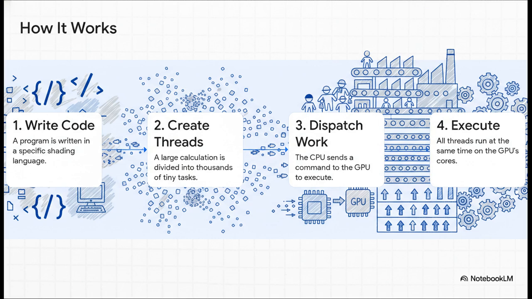So, the process basically goes like this. A developer writes the instructions for that one simple task. Then, the computer takes a massive problem, like, say, calculating the physics for 1,000,000 raindrops, and breaks it down into thousands of tiny little jobs. We call these threads. Then it just sends that mountain of work over to the GPU's factory, and all those workers, all those threads, get executed at the exact same time. It's pure, beautiful, coordinated chaos.